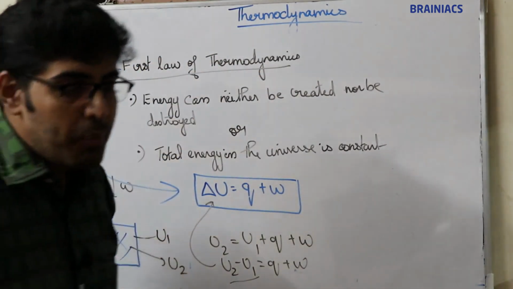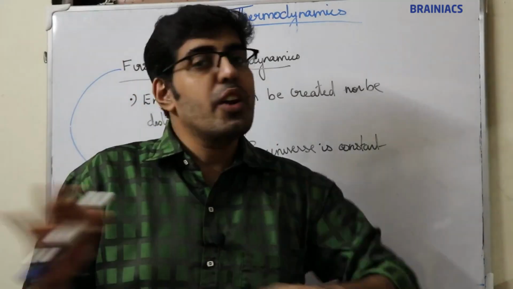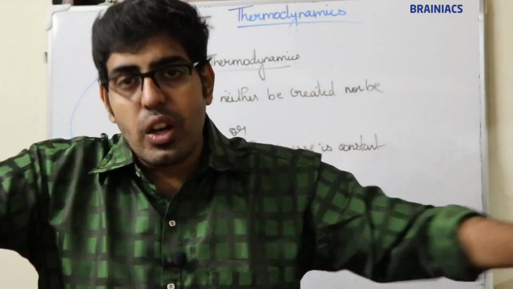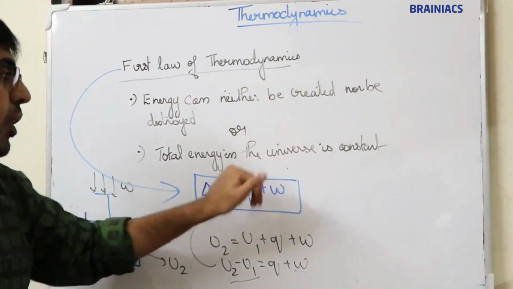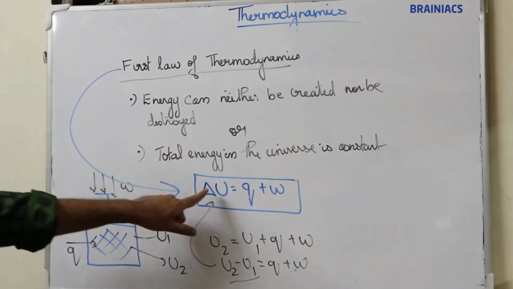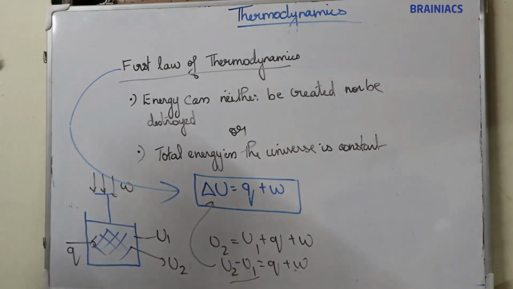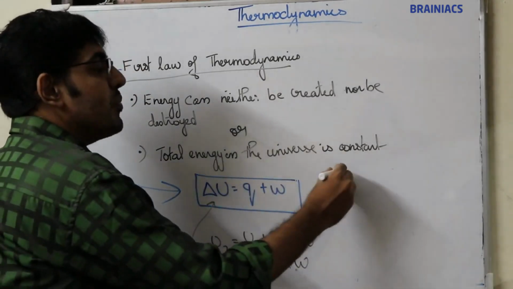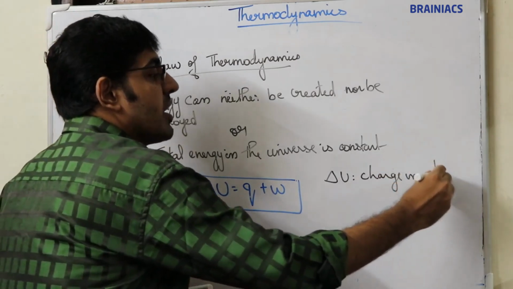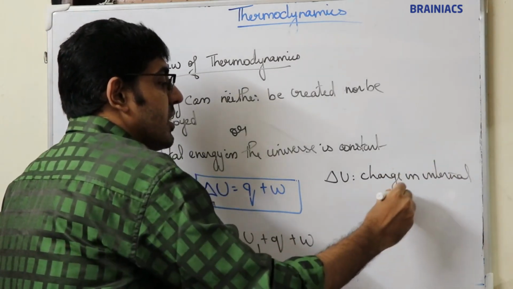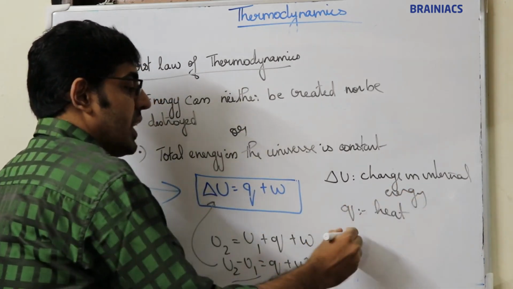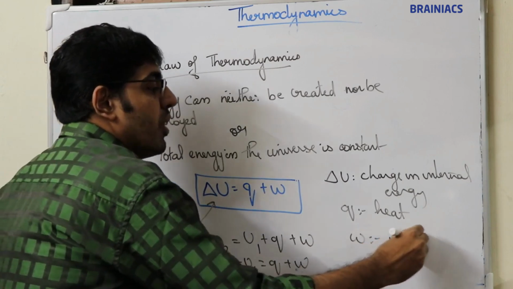So, what is the first law of thermodynamics? Energy can neither be created nor be destroyed. That means energy in this universe is always constant. These are the two statements of the first law of thermodynamics. The mathematical equation is delta U is equal to Q plus W. What is delta U? Change in internal energy. Q is heat, W is work.